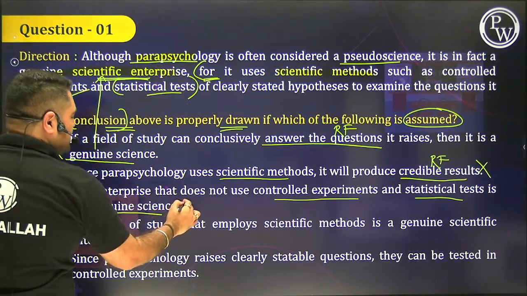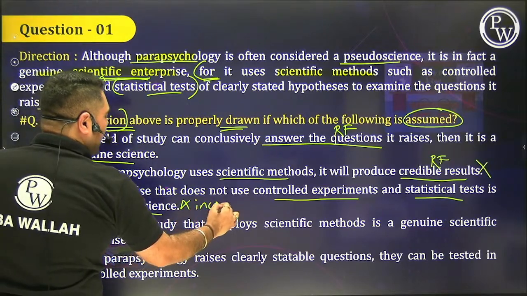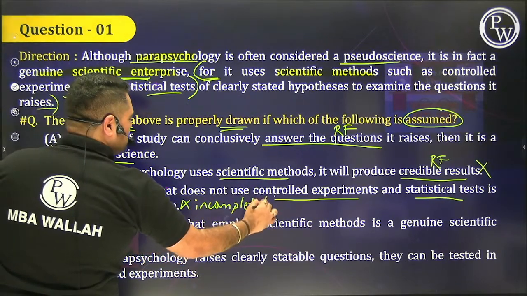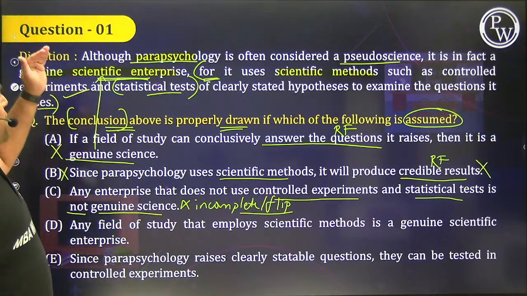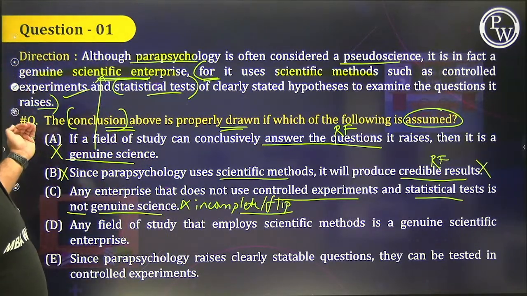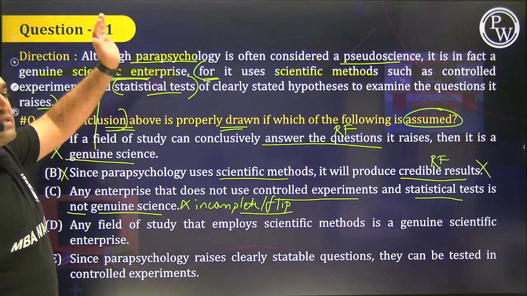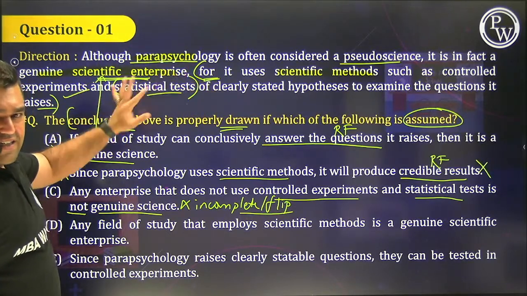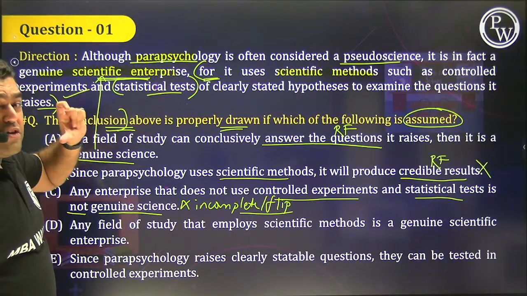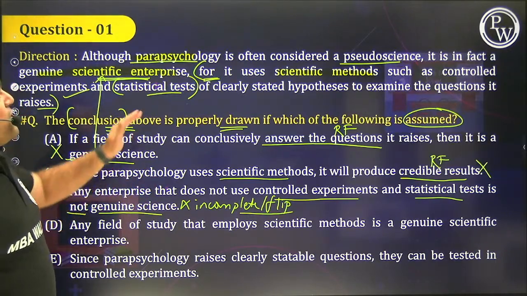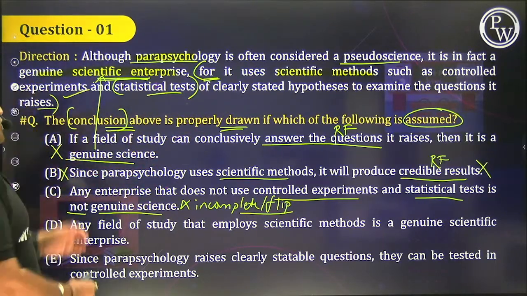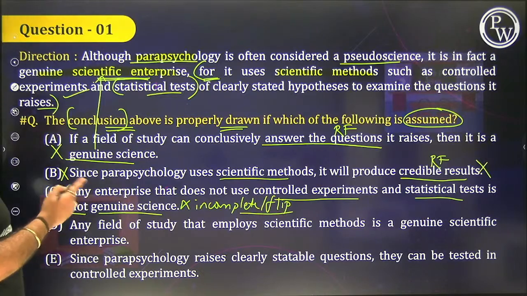This option is incomplete. And people, you also see how this is flipping. This is an example of flipping. What did we say? For it to be a genuine scientific enterprise, it needs to use scientific methods, scientific methods being the operational term. Here what are we saying? Any enterprise that does not use this is not this. People, it is flipping. It is going reverse.